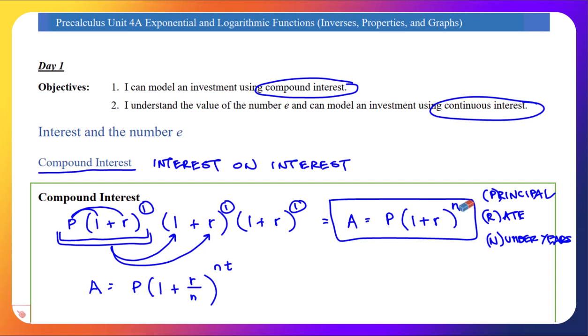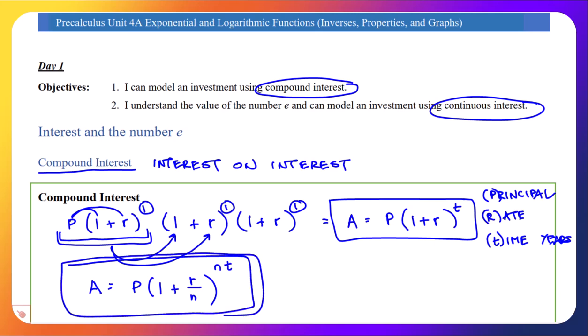Let's fix this other formula. Let's call this T. That would be more understandable. And we'll call that time in years. So actually, we can just use this formula, because if I compound once per year and the N becomes 1, then this formula is just like this one.